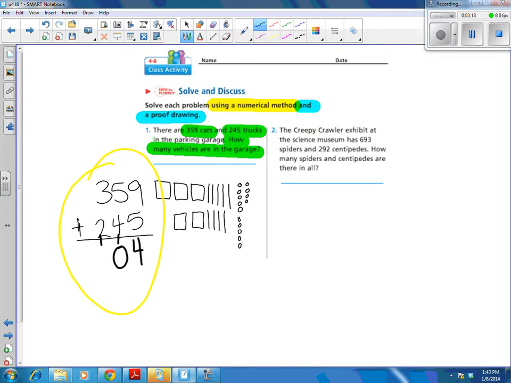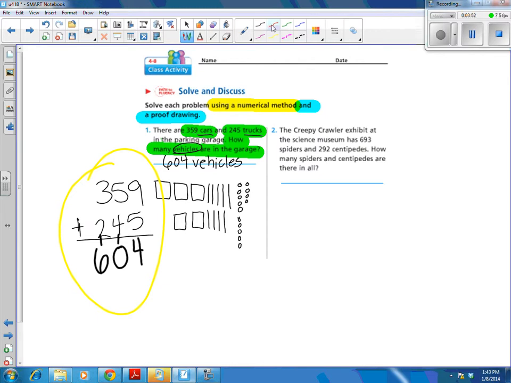Now I've got 300s plus 200s plus 100. 3 plus 2 is 5 plus 1 more is 6. So I've got an answer of 600. So I'm going to write 604. Not answer of 600, 604. My question is, how many vehicles are in the garage? So I know what my label is, because I have 359 cars, 245 trucks, but in my question it says how many vehicles. So my answer is going to be vehicles, so 604 vehicles.